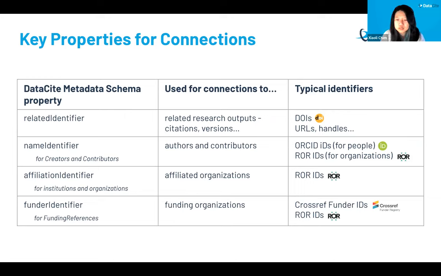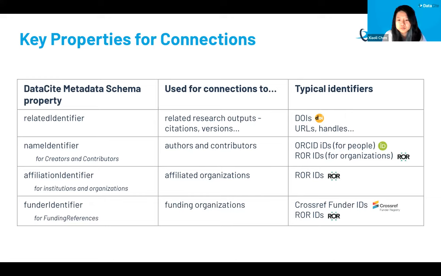In this field, we ideally want to see a persistent identifier like another DOI, but you can also put links like a URL if there isn't a persistent identifier available. There are also a handful of attributes attached to other properties that allow you to add related identifiers, including name identifier for creators and contributors, affiliation identifier for the affiliation of the creators and contributors, and funder identifier for the funding references.